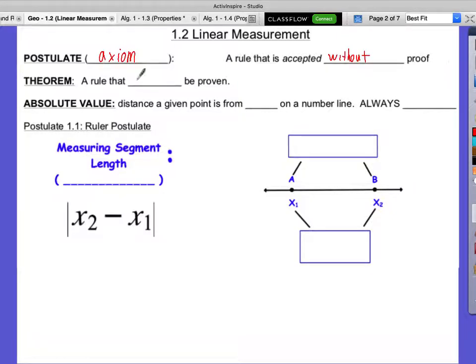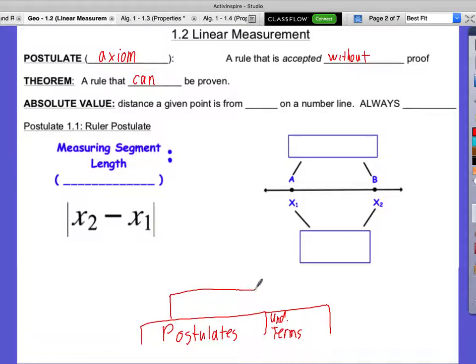Now theorems, these are a rule that can be proven, okay? So those theorems come from that. If I were to draw this out here, don't draw this part, just watch and take in my massive art skills. It's going to be a botch, but that's okay. So we have our postulates here at the bottom, along with our undefined terms that we learned, the points, the lines, and the planes. Then on top of that, we have our theorems, and we have defined terms, okay?